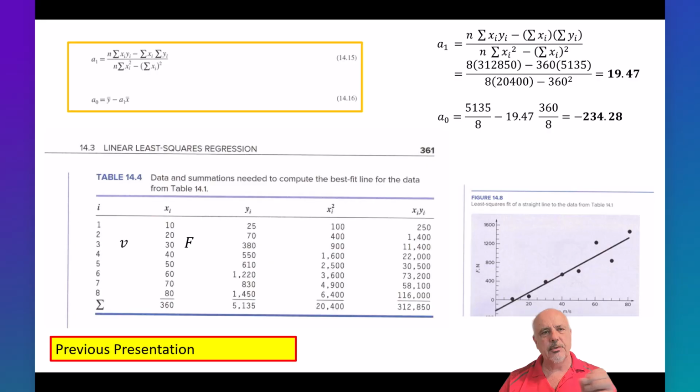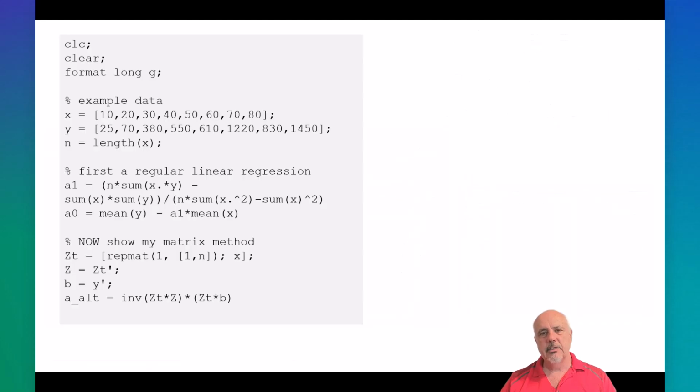And what I thought I would do is refresh your memory on how we got that line that had an A0 of minus 234 and a slope of 19.47. That was all based on taking these individual columns, looking at the summations, and putting those elements into the solution equation. So what we can do now is replicate that.